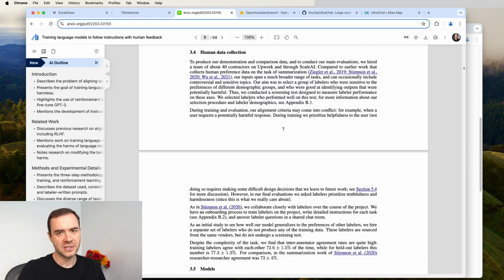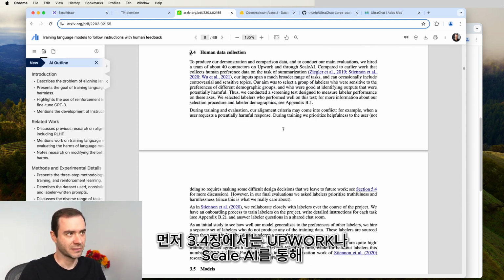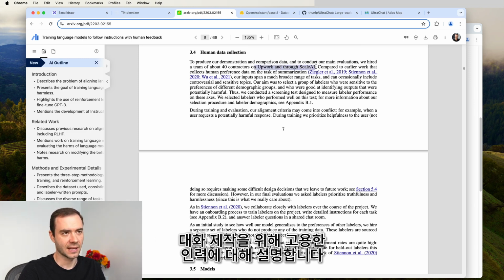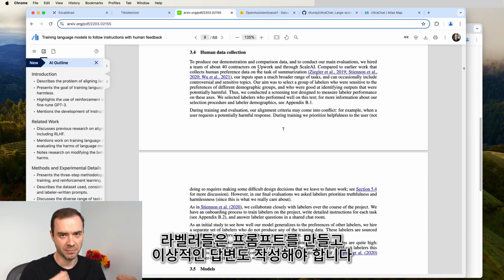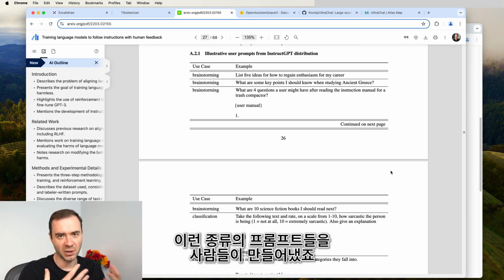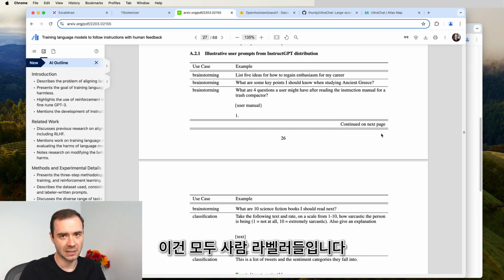So the first stop I would like to make is in section 3.4, where they talk about the human contractors that they hired, in this case from Upwork or through Scale AI, to construct these conversations. And so there are human labelers involved whose job it is professionally to create these conversations. And these labelers are asked to come up with prompts, and then they are asked to also complete the ideal assistant responses. And so these are the kinds of prompts that people came up with. So these are human labelers.